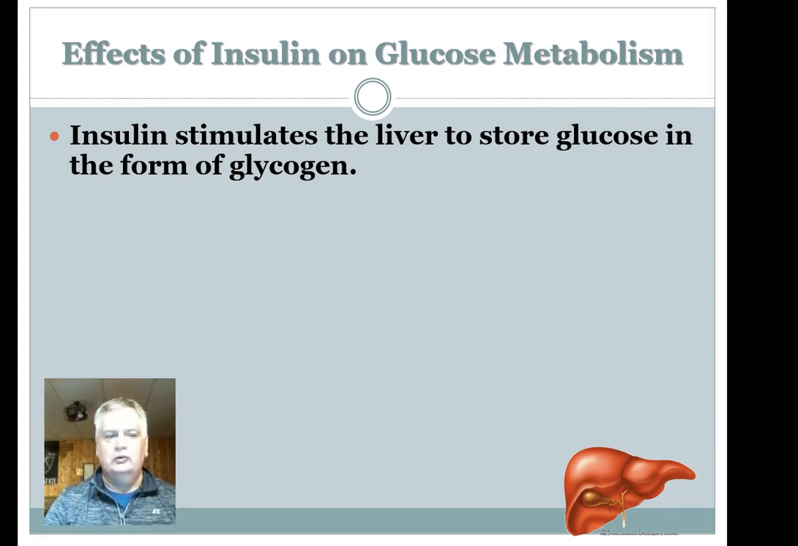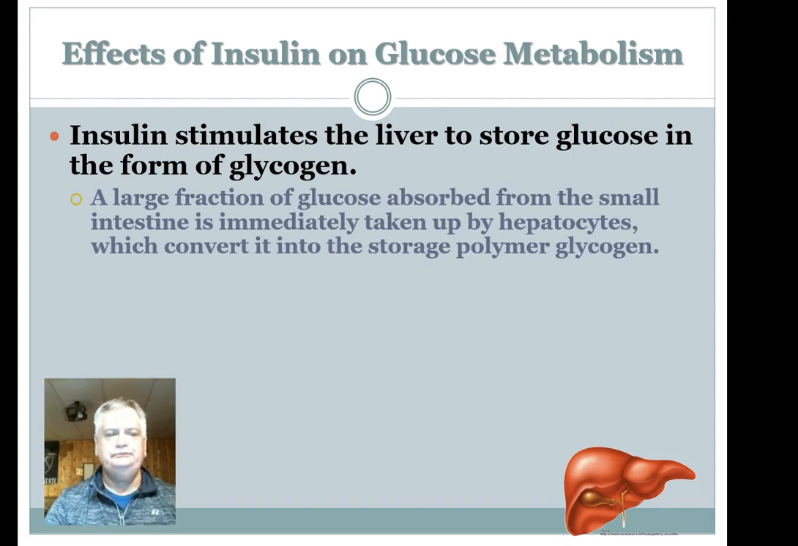And the liver will store this glucose in the form of glycogen. You may recall that glycogen is a polysaccharide. Glycogen actually means animal starch. Starch is a polysaccharide. A large fraction of the glucose that's absorbed from the small intestine is going to be immediately taken up by these hepatocytes, and the hepatocytes are going to convert it into the storage polymer glycogen. A polymer is a molecule that's made up of repeating subunits. Glycogen is a polymer. It's made up of glucose molecules that are linked together, so repeating glucose molecules.